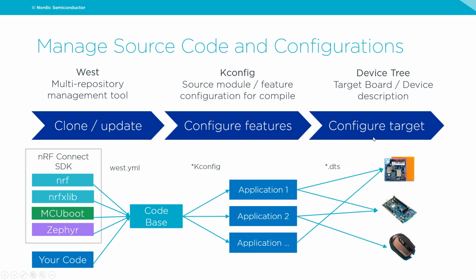And then last but not least, we have the device tree. That's how you can set up the target board description. So that's how you can configure the target. So each of these, let's say if you're using a Thingy 91 or an NRF 52840 development kit or a reference mouse design, the device tree files will look slightly different because you have different GPIO pin mapping, etc. You're basically describing hardware slightly differently for the different kits.